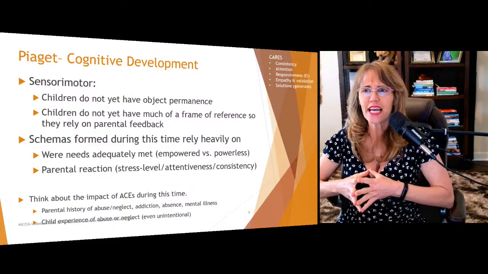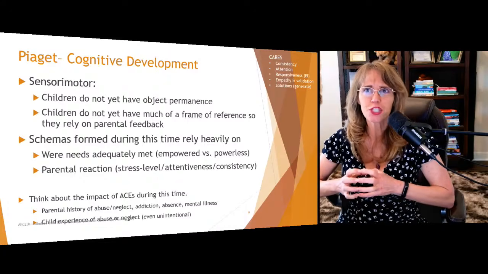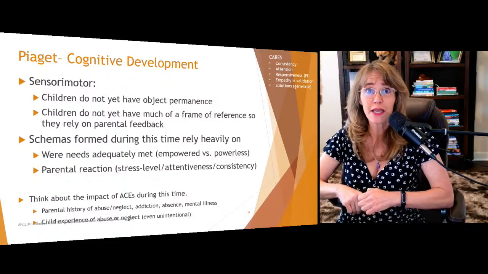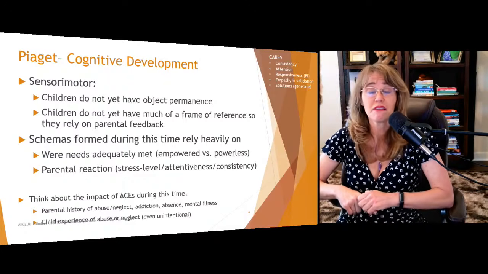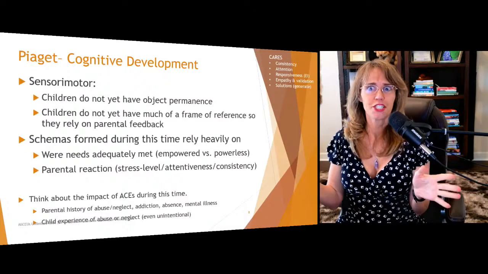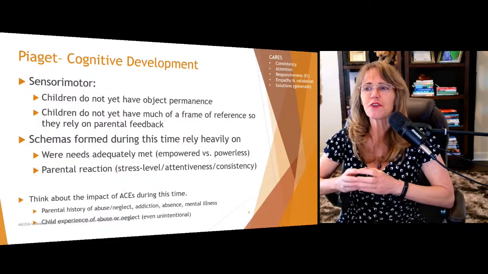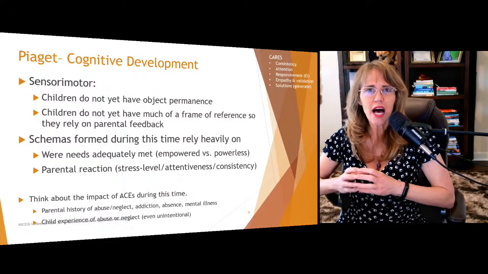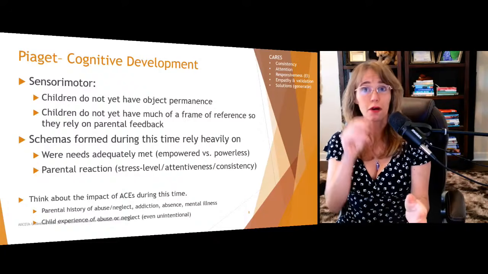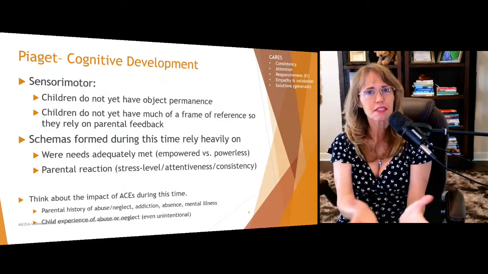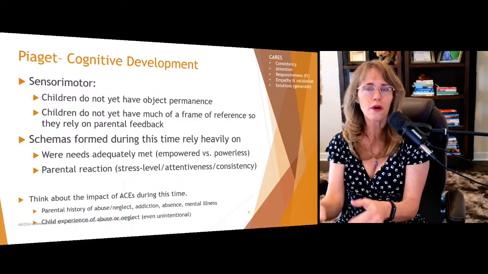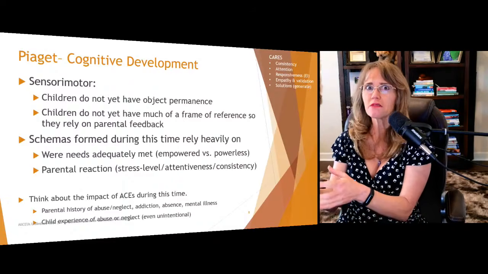In the sensory motor stage, children don't yet have object permanence, which is why you can duck up and down behind the sofa for 30 minutes playing peekaboo, and the kid still thinks it's hilarious every time because you disappear, in their mind you're gone. Imagine that. Children don't yet have much of a frame of reference, so they rely a lot on parental feedback at this point. If caregivers are calm and happy or excited, the child will feel pretty safe. If caregivers are running around like chickens with their heads cut off or completely disengaged, the child won't feel safe.